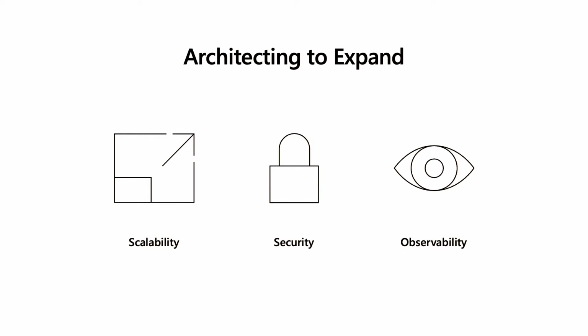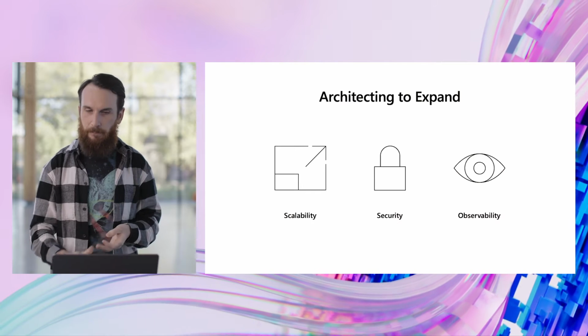So what about expansion? What do we need to optimize for when we are building our architectures, when we're expanding? Well, scalability is probably number one in everyone's mind. But also security and observability become really important as we hit this stage, because the game changes and we need to think a little bit differently about what we're doing.